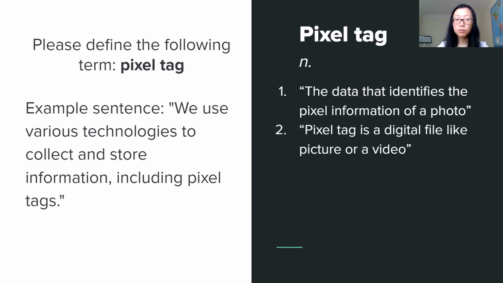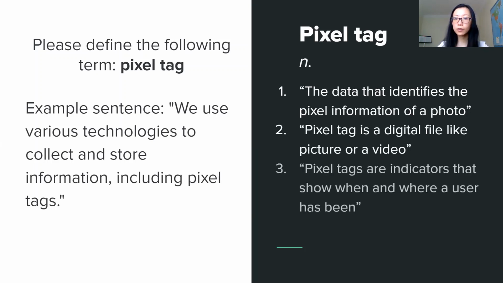Others got closer. So we had a response that says pixel tags are indicators that show when and where a user has been. So this respondent seems to have known the purpose of pixel tags, but maybe wasn't very clear on the exact mechanism by which they work. But not bad, actually.